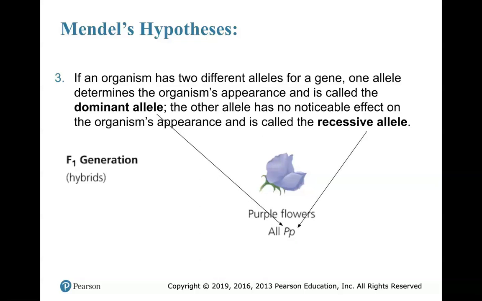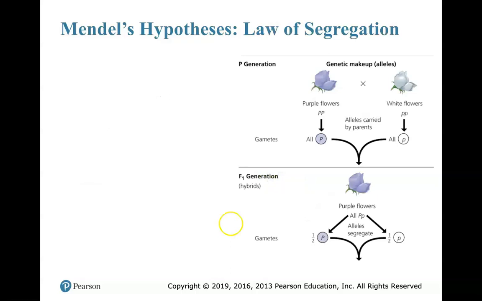Showing you guys a dominant allele once again, uppercase P, lowercase p for the recessive. And you're going to see different examples with this. All uppercase letters are going to be shown as the dominant allele. All lowercase letters will be the recessive allele as we work through problems together.